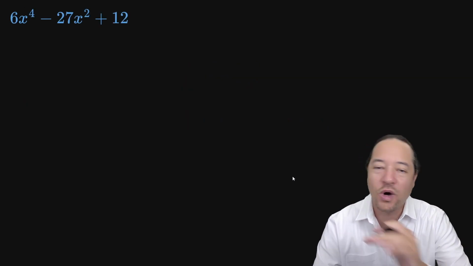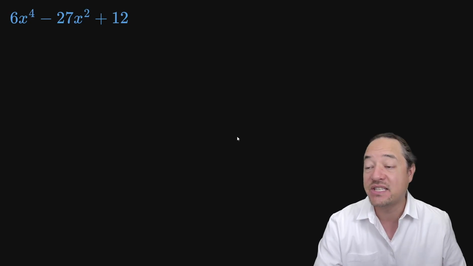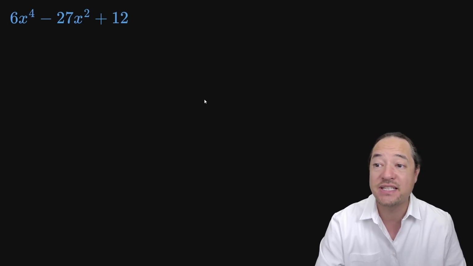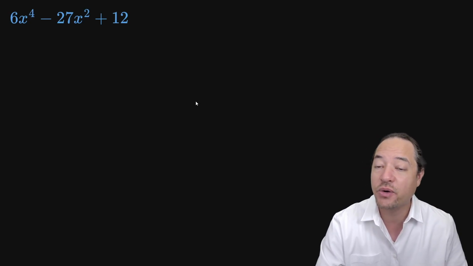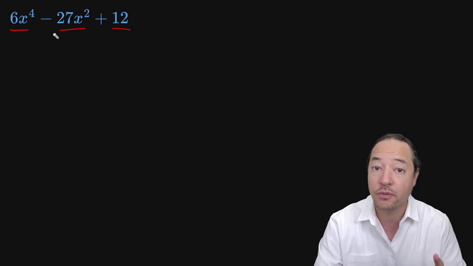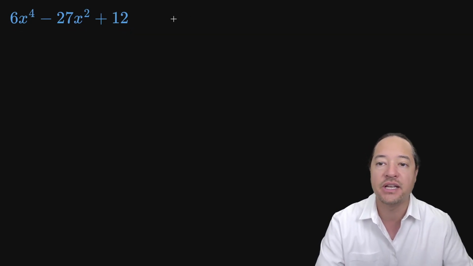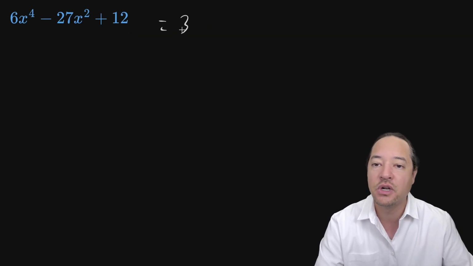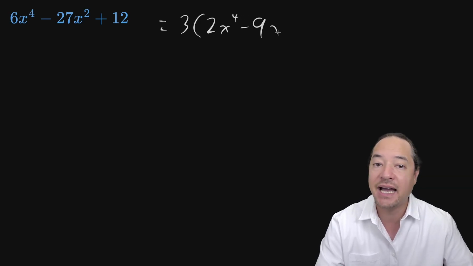Let's try one more example. We've got this 6x to the fourth power minus 27x squared plus 12. Now here you might be able to recognize there is actually a greatest common factor of each term that we can factor out, and that is going to be the number 3. So we can say that this is equal to 3 times 2x to the fourth minus 9x squared plus 4.